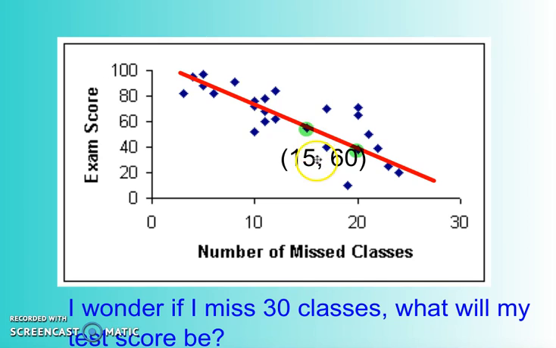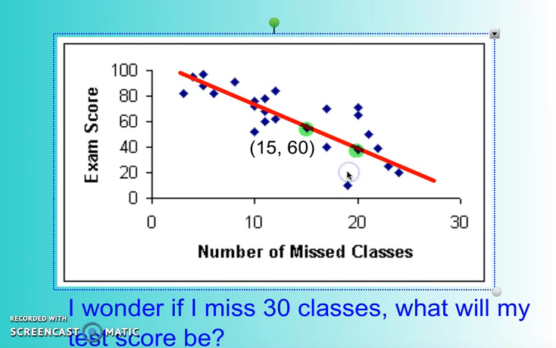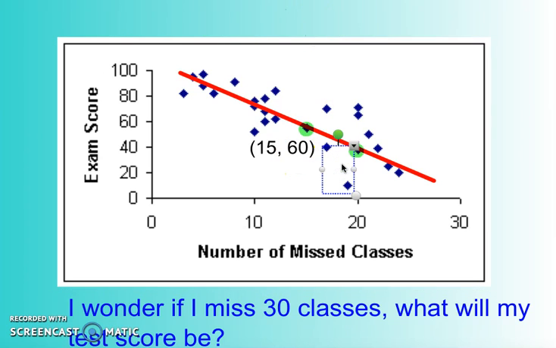Okay, so my coordinates are about 15, 60. Then how about this one? My coordinates would be over 20 and up 40. Could I determine my equation for this line of best fit?